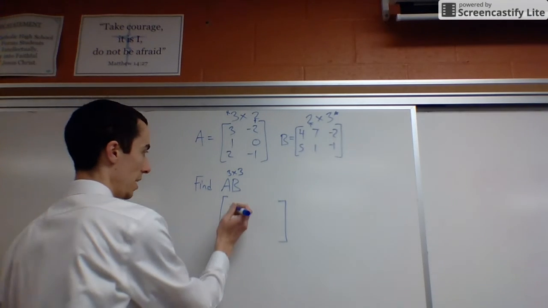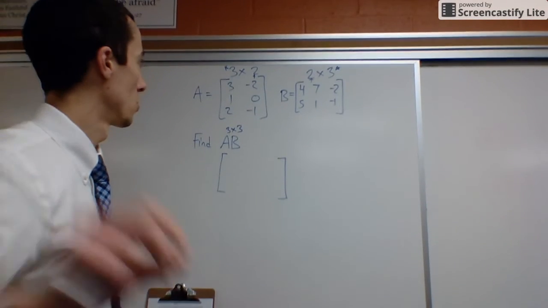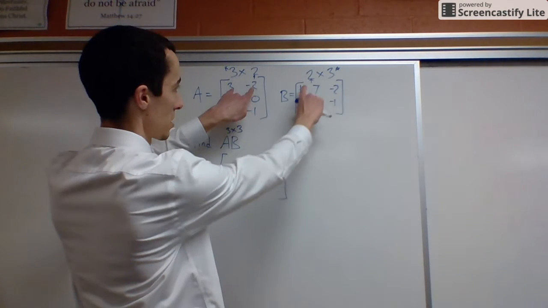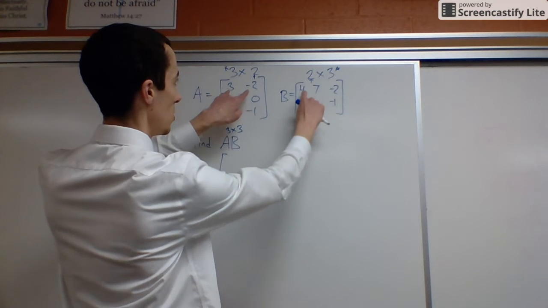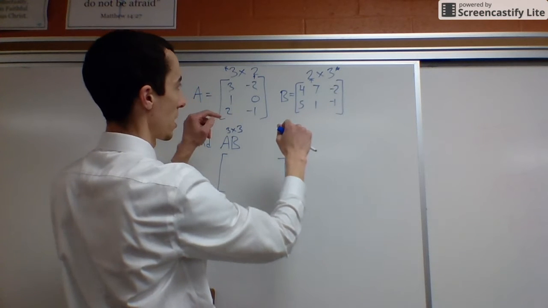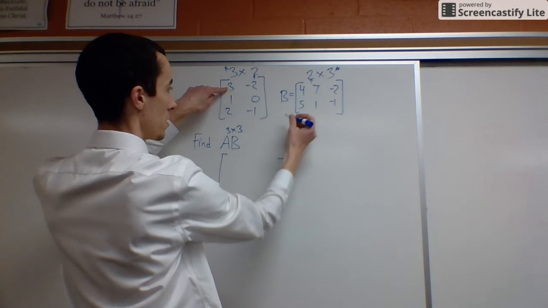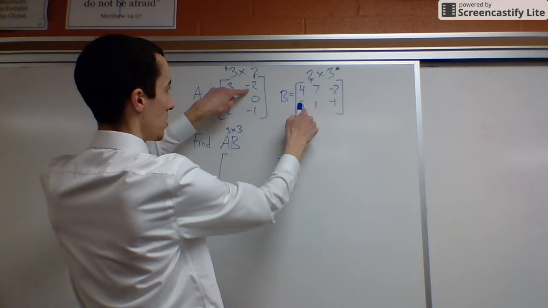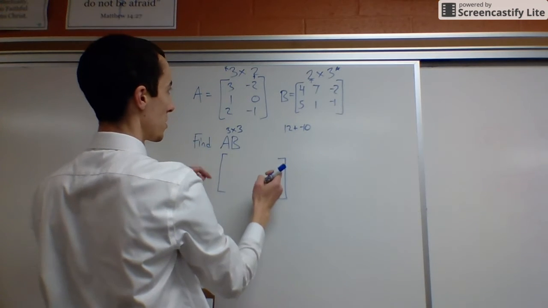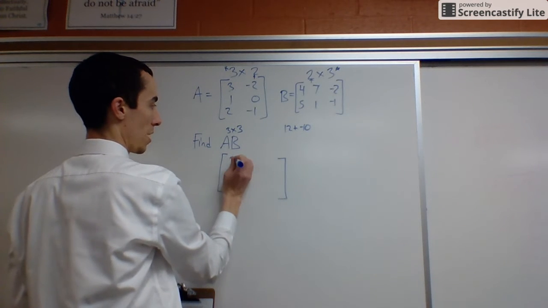Now, to find this entry in row 1, column 1, we're going to need to take row 1 of the first matrix and column 1 of the second, multiply the corresponding parts, and then add them together. So 3 times 4 is 12, plus negative 2 times 5, and that gives us 2. So row 1, column 1 will have an entry of 2.